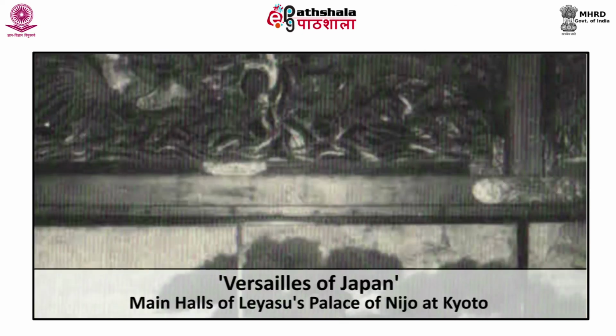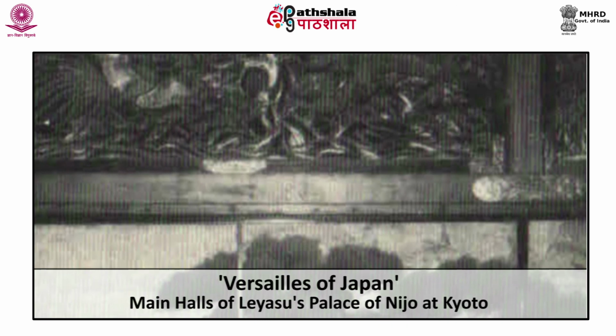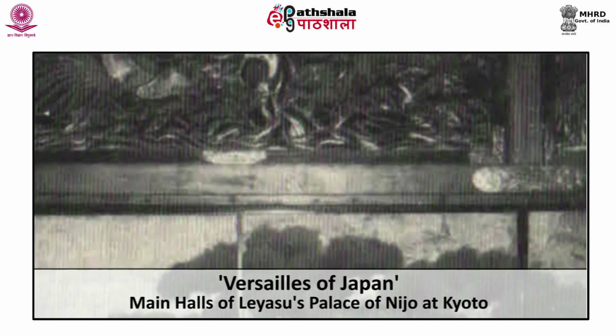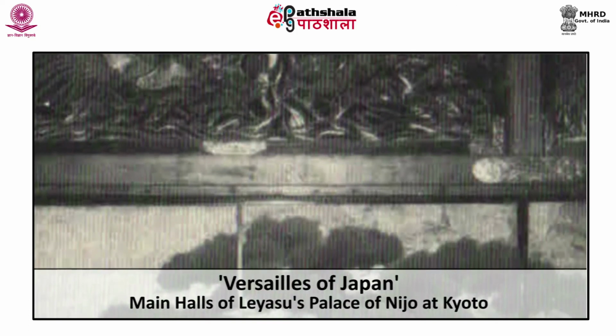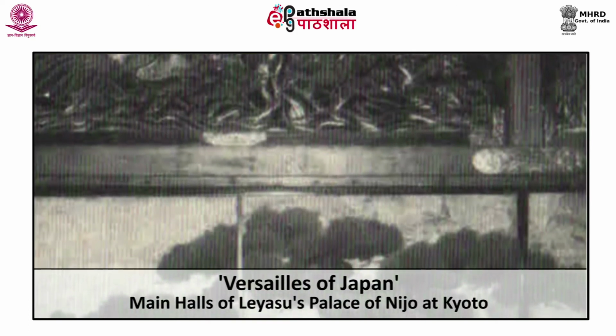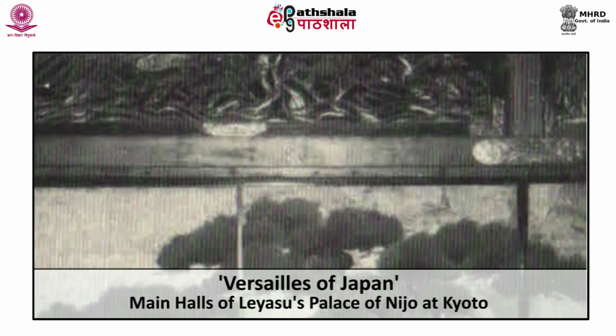His paintings of the great audience hall of the Momoyama Palace were transferred to Nishi-Honganji when the palace was dismantled shortly after Hideyoshi's death. Tanyu's most important commissions was the decoration of the main halls of Ieyasu's palace of Nijo at Kyoto, which has been called the Versailles of Japan.